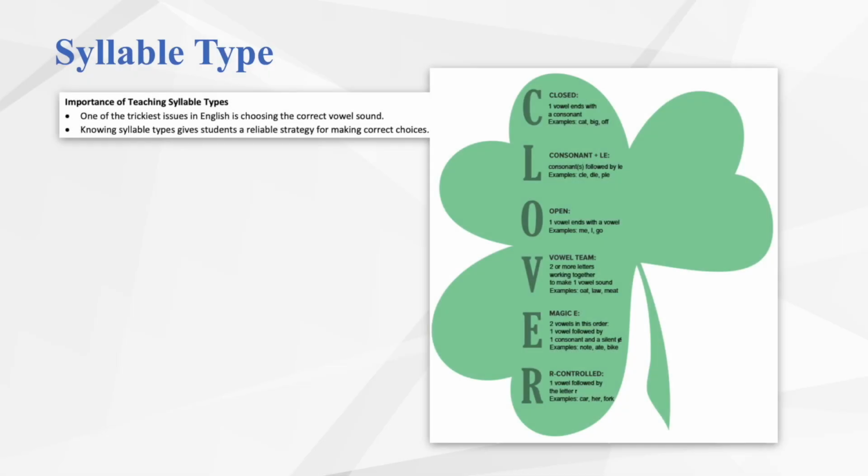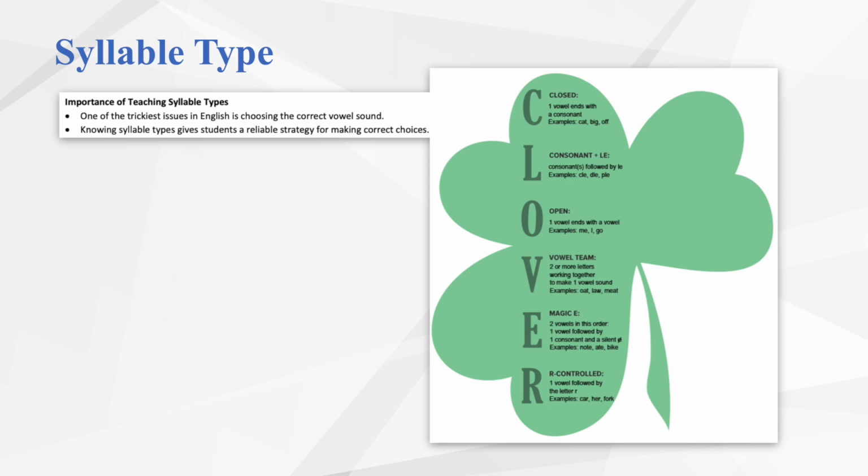There you go. Before we're finished with our work on syllable types, we will have discussed 6 different types of syllables. CLOVER is the mnemonic that aids recall of these types. C stands for closed. L stands for consonant plus LE. O for open, V for vowel team, E magic E, and R controlled.